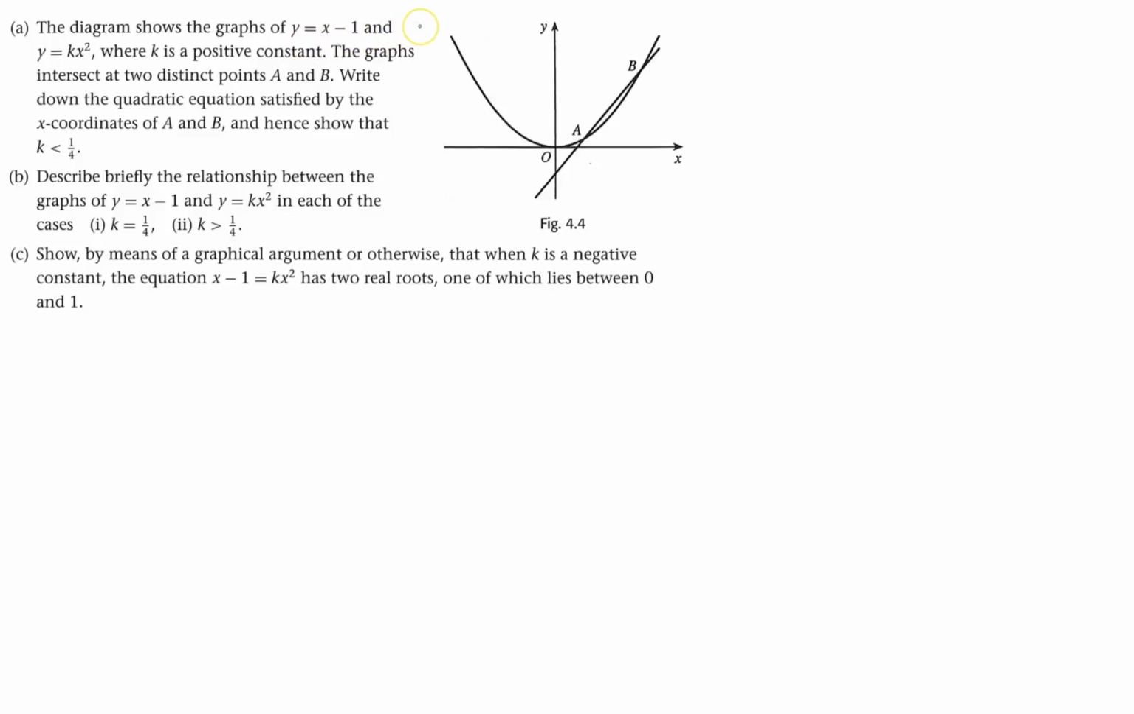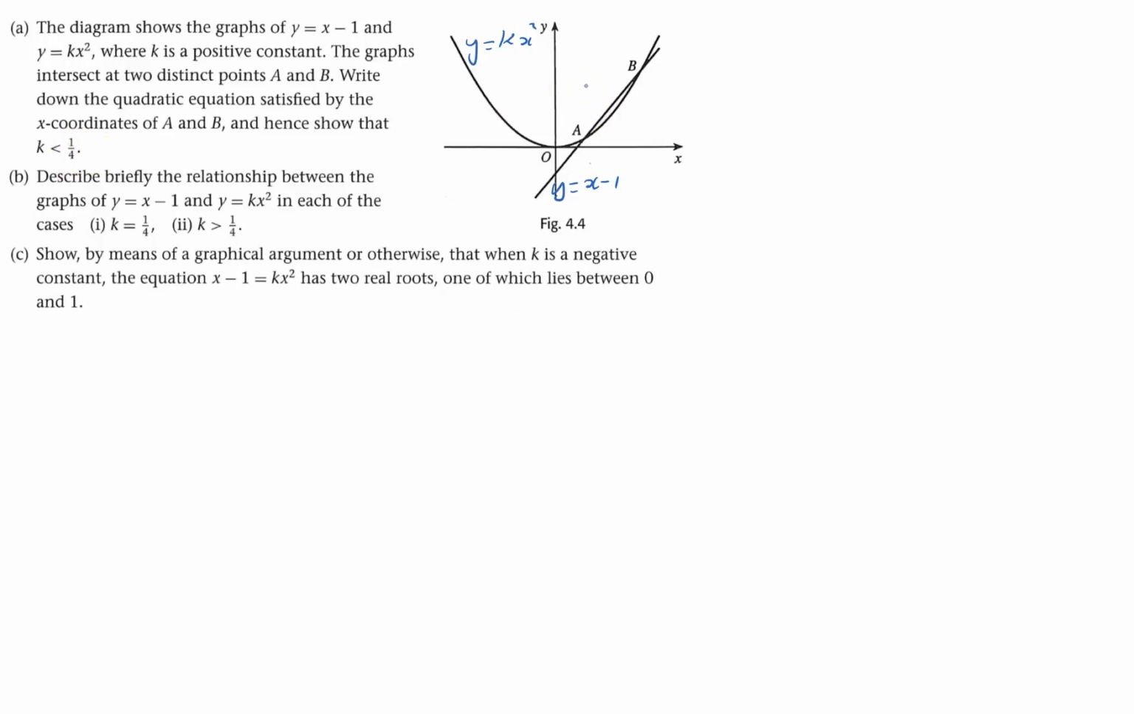Okay, it's got the graph of y equals x minus 1, so that's a straight line, and y equals kx squared, where k is a positive integer. They intersect at two distinct points. Write down the quadratic equation satisfied by the x coordinates of A and B, and hence show that k is less than a quarter.